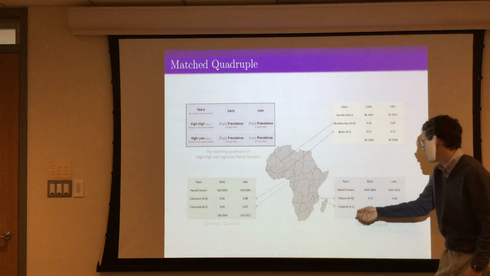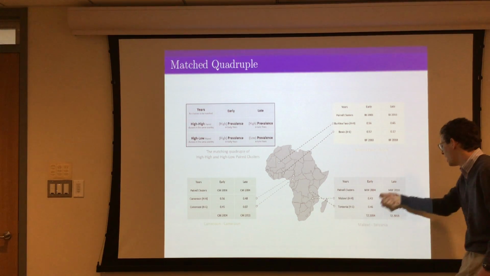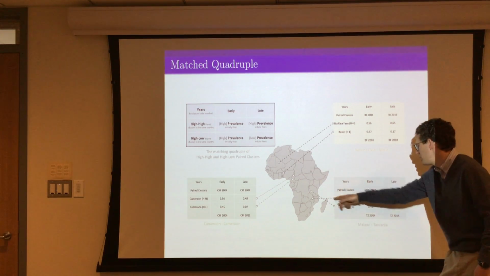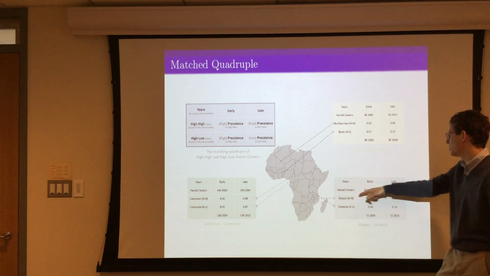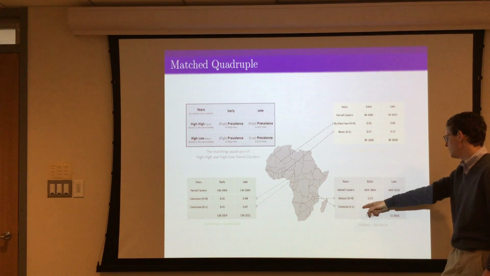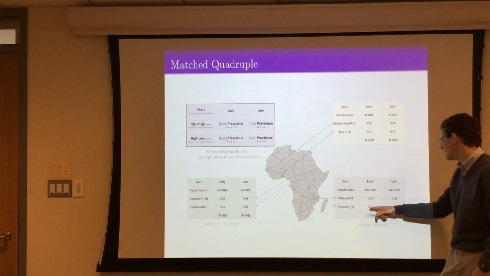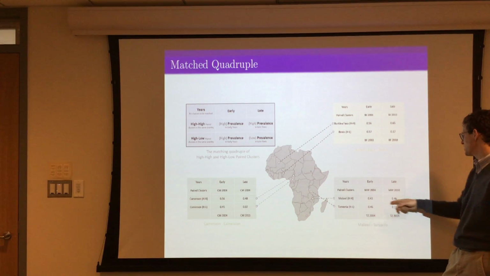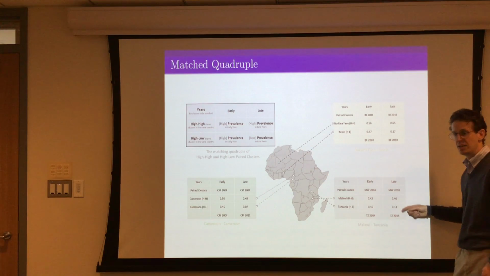Here's a pair of clusters where the malaria was high in Malawi in both the early and the late years, but in Tanzania it was high in the early years, 46%, but dropped to 14% in the late years.